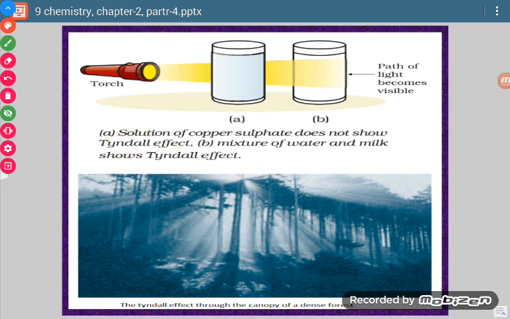Now see, here also you can see this is a dense forest, and in this dense forest we can see sunlight coming from this way. We can see the light from where sunlight is coming. Now in this case, what is responsible for scattering of light? The particles of the dispersed phase are responsible for scattering of light, and in this case there is presence of small water droplets in the air. So that is responsible for this particular phenomenon.